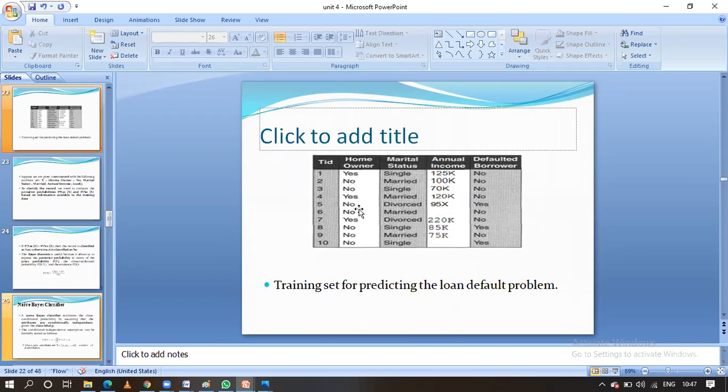Suppose they have given a home loan, with homeowner, marital status and annual income. Based on these three attributes, I am going to predict, with the help of Bayes theorem, whether they are paying the loan in time or not. Let us see the class variable information.